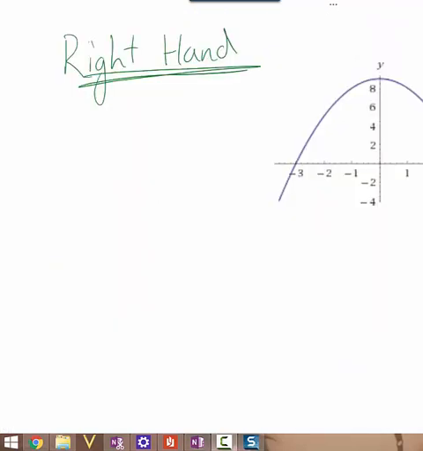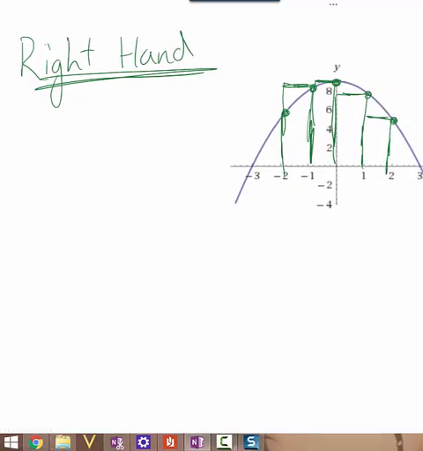Right hand is going to be the same thing, except now instead of starting off at negative 2, we start off on the right side. So we start off at negative 1 and we go over the other way. We start off at 0, go over, start off at 1, go left, and start off at 2 and go left. So this is just a little bit different.